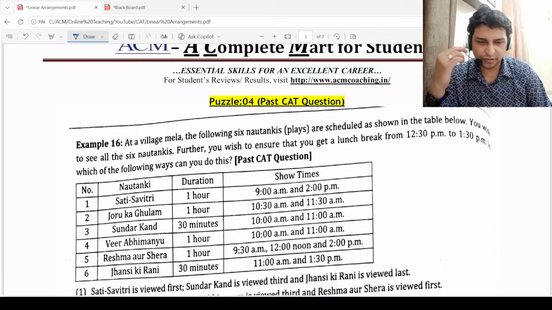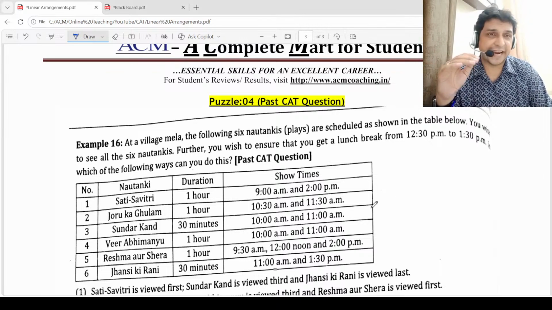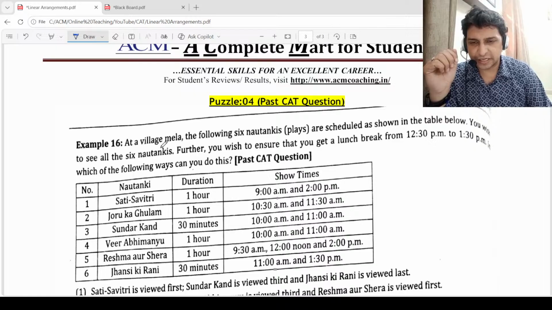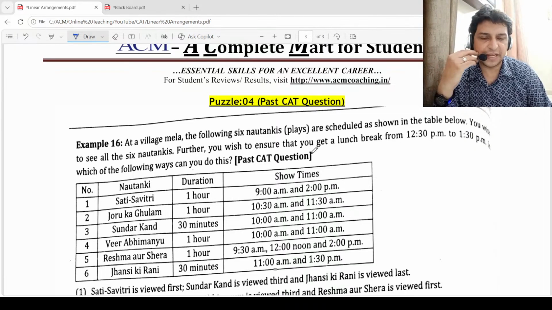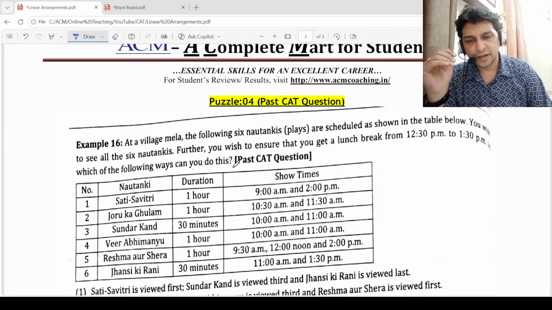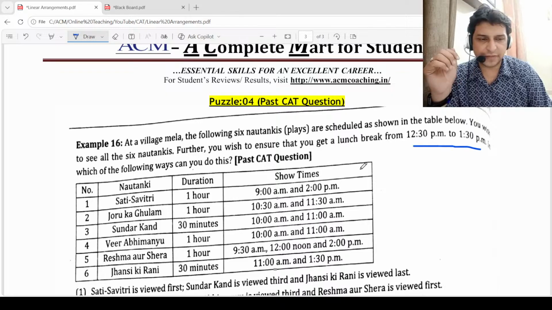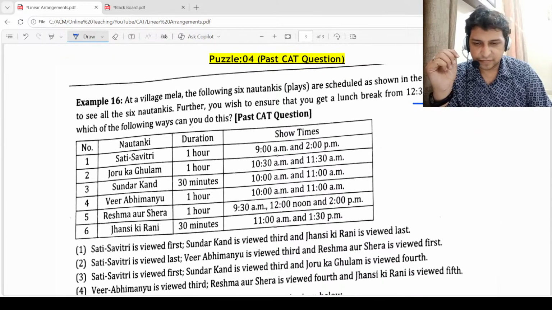Now the last question which we have is again a CAT question. At a village mela, the following 6 Natakis plays are scheduled as shown in the table below. You wish to see all the 6 Natakis. Further, you wish to ensure that you get a lunch break from 12:30 to 1:30 p.m. That is important. In which of the following ways can you do this? Okay, let's see that now.